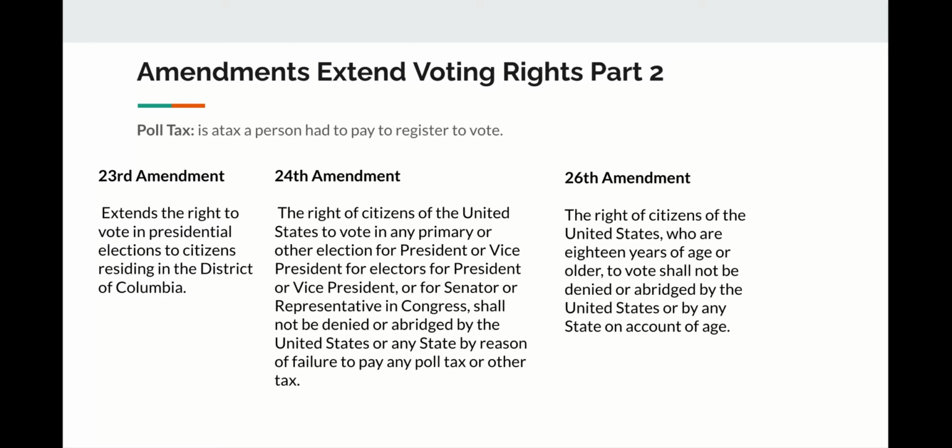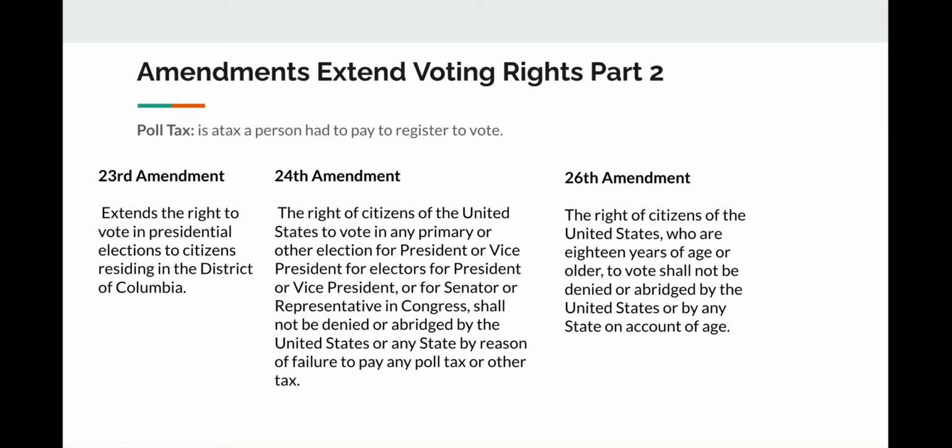Amendments extending voting rights, part 2. One of the concepts from voting rights that we need to understand is the poll tax. The poll tax is a tax a person had to pay in order to register to vote. The 23rd Amendment extends the right to vote in presidential elections to citizens residing in Washington, D.C., which is the capital of the United States.